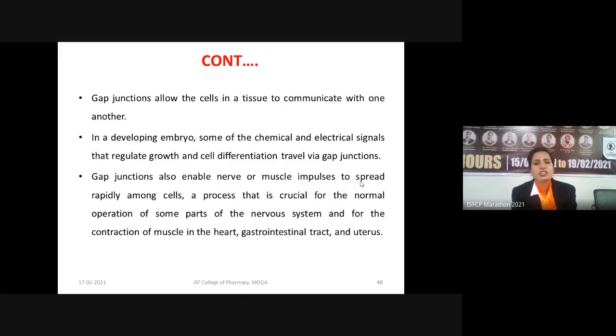Now the function of the gap junctions, they allow the cells in a tissue to communicate with one another. An example is in a developing embryo. When the embryo is developing, some of the chemical and electrical signals that regulate growth and cell differentiation travel via the gap junctions. So they also help in the movement of signals, which may be chemical or electrical. Next, these junctions also enable nerve or muscle impulses to spread very quickly between the cells. This process is very necessary for the normal functioning of some parts of the nervous system, and for the contraction of muscles in the heart, the gastrointestinal tract, as well as the uterus.